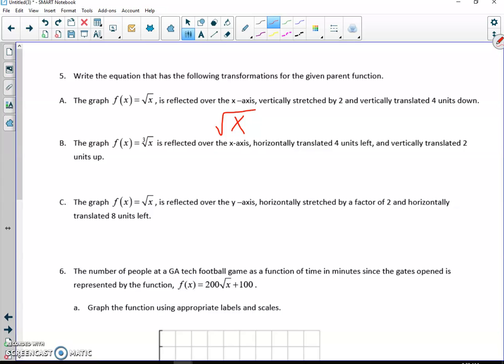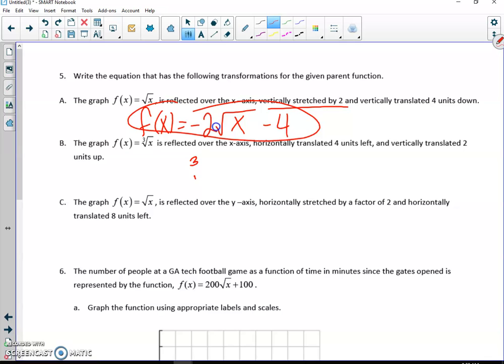So square root of x reflected over the x-axis, remember, is a negative in the front. But we're also vertically stretched by 2, so that means there's also a 2 in the front. And then we're also vertically translated down 4. So remember, down 4 is outside here with this. So we'll have f of x equals this. Okay, so that's the first one.